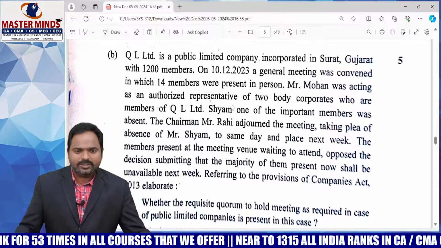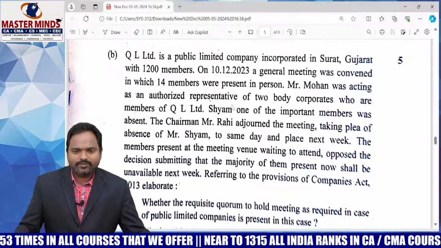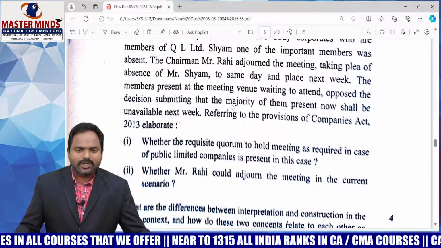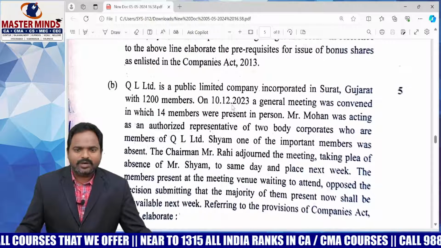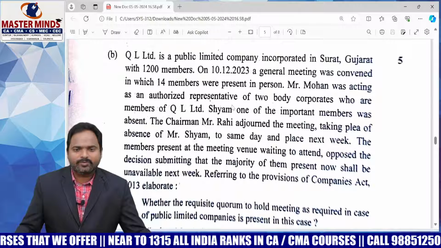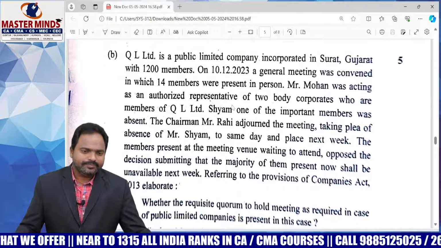That is what they are going to test here in this question. And next question for 5 marks, in the general meeting chapter. So, they are asking about quorum actually. What is the quorum to be present for a public company if the members are exceeding 1000?